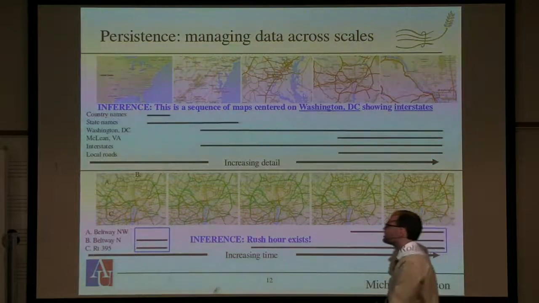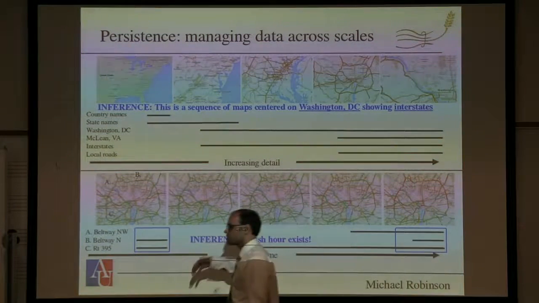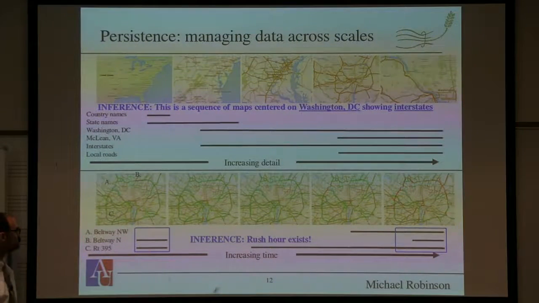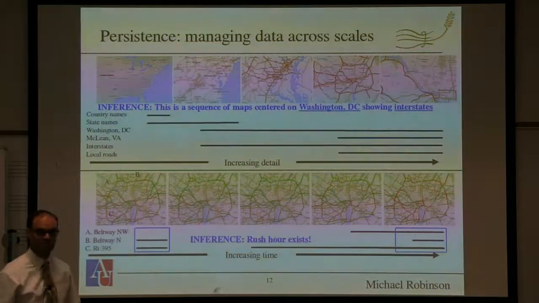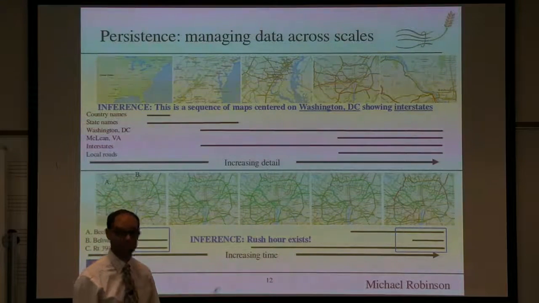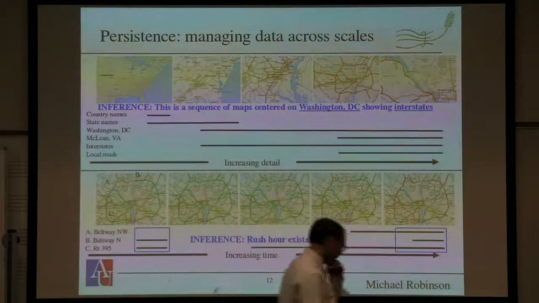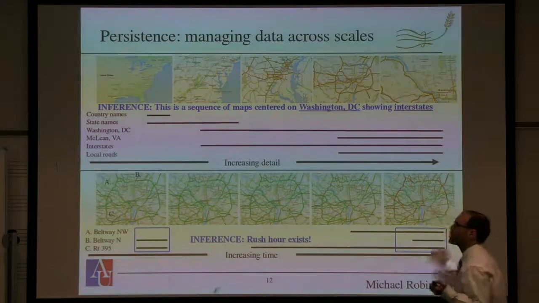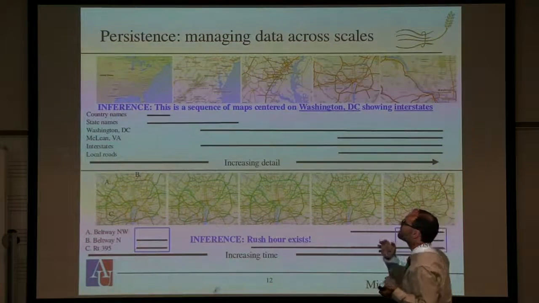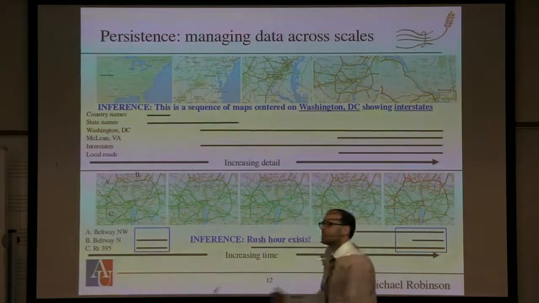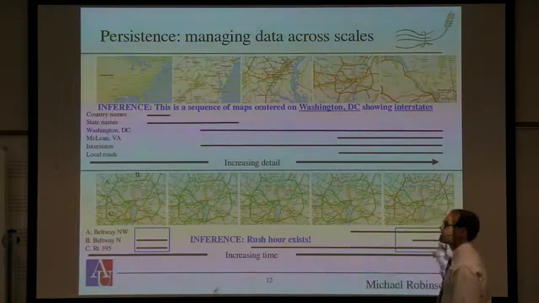So instead of seeing persistence through space, we're seeing persistence through time. And so you can draw the inference, perhaps, that rush hour is indeed a thing. Of course, if you drive around in Washington, D.C., you will know rush hour is a thing. So persistence really is about measuring the things or the objects or the ideas or the concepts that are valid throughout a particular data set for a lot of pieces of the data set.